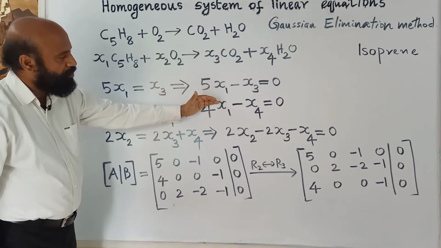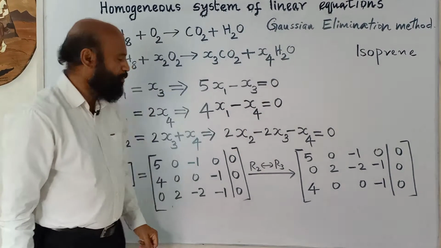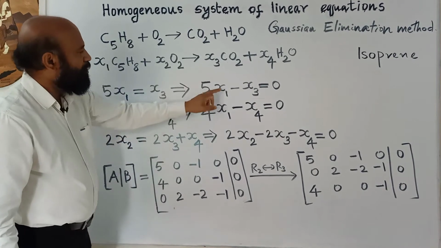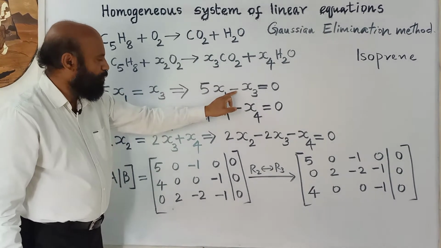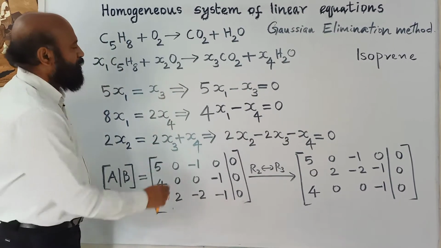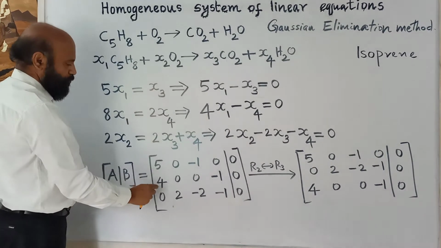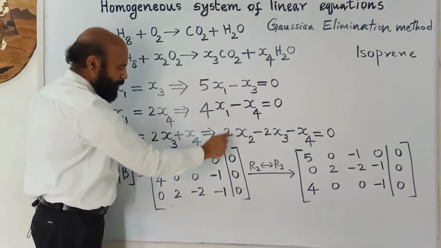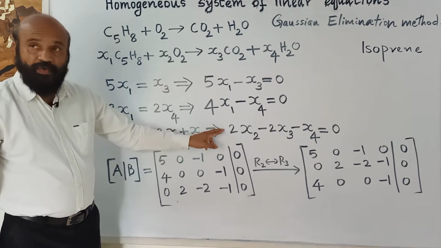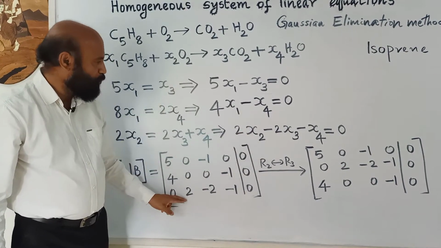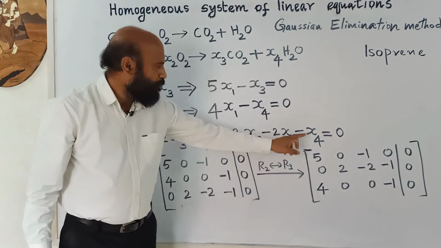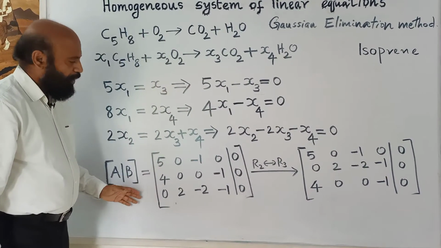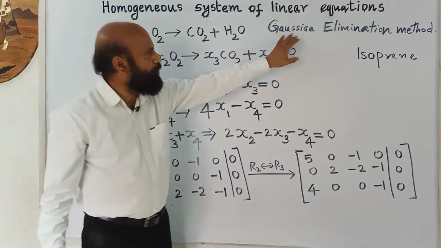Then we have to solve these equations using the Gaussian elimination method. So this is the augmented matrix of the coefficients. Here 5, then there is no x2, so 0, x3 coefficient is -1, and there is no x4, so 0. Second equation: coefficient of x1 is 4, no x2 so 0, no x3 so 0, and x4 coefficient is -1. In the third equation there is no x1, so 0; coefficient of x2 is 2, x3 is -2, x4 is -1, and 0 on the right. So this is the augmented matrix.